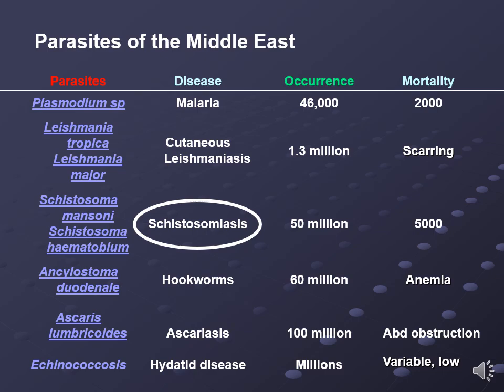For the Middle East, an interesting slide, please concentrate on the diseases only. Forget about numbers and other things. What do we have in the Middle East? The disease malaria by Plasmodium species. Cutaneous leishmaniasis, we have studied that: Leishmania tropica, Leishmania major. Schistosomiasis, and we have both Schistosoma mansoni and Schistosoma hematobium. The hookworms, Ankylostoma duodenale, this is a roundworm. Ascaris, the roundworm, Ascaris lumbricoides. And hydatid disease, which we have just studied.